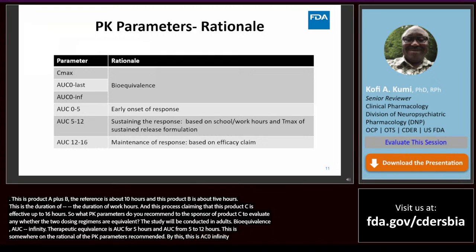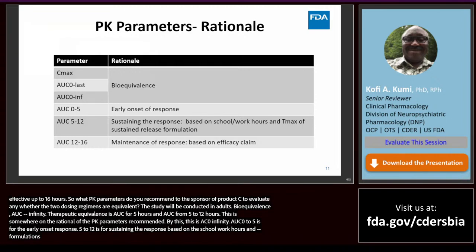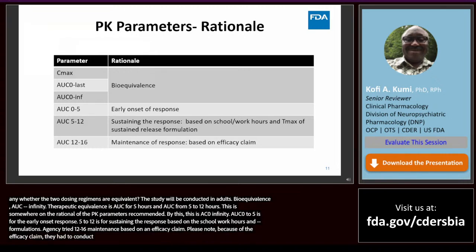AUC 0 to 5 is for the early onset of response. AUC 5 to 12 is for sustaining the response based on school work hours and Tmax of the sustained release formulations. AUC 12 to 16 will be for maintenance of response based on an efficacy claim. Please note that because of this efficacy claim, the sponsor did conduct a safety and efficacy study.